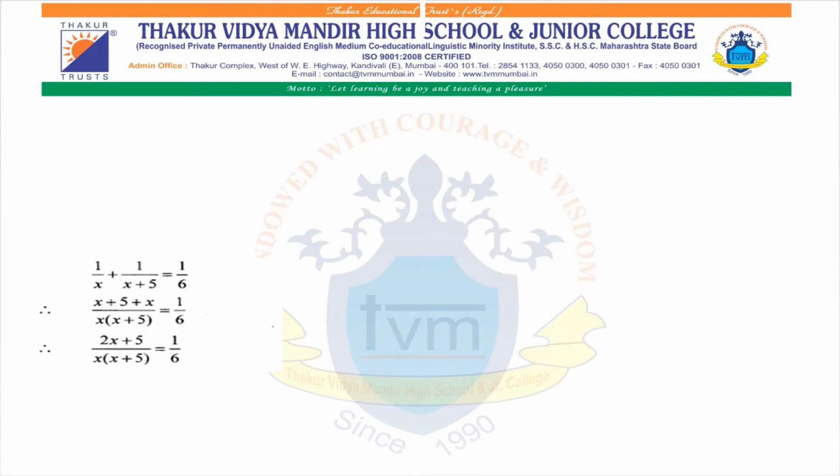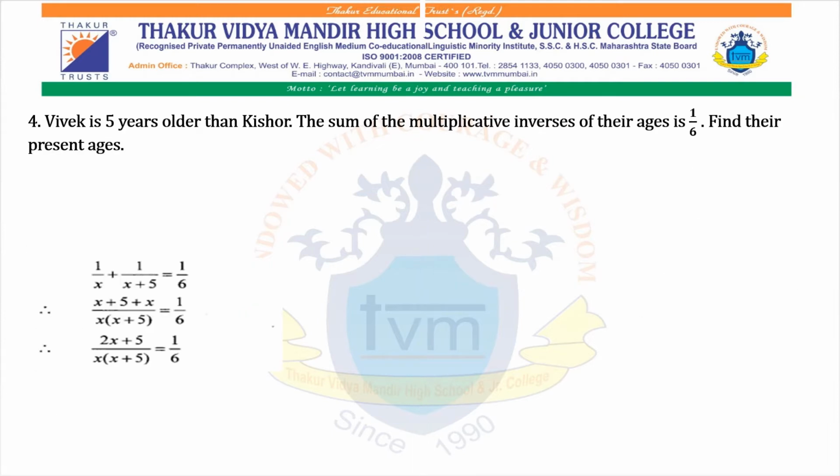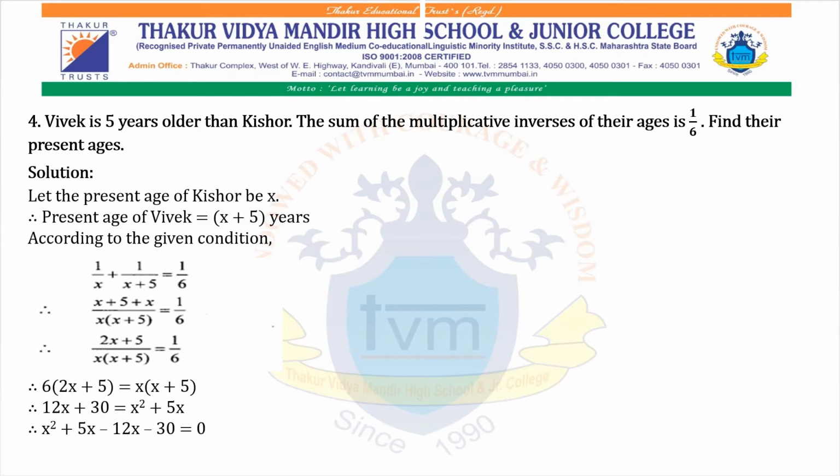Question 4. Vivek is 5 years older than Kishore. The sum of the multiplicative inverses of their ages is 1 upon 6. Find their present ages. Solution. Let the present age of Kishore be x years. Therefore, the present age of Vivek is x plus 5 years.